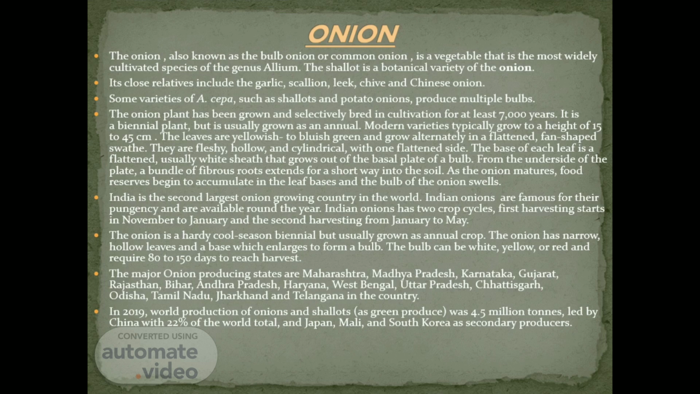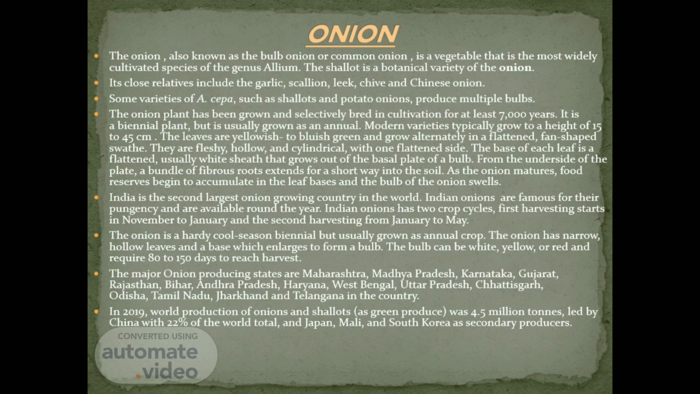The onion plant has been grown and selectively bred in cultivation for at least 7,000 years. It is a biennial plant, but is usually grown as an annual. Modern varieties typically grow to a height of 15 to 45 cm. The leaves are yellowish to bluish green and grow alternately in a flattened fan-shaped swath. They are fleshy, hollow and cylindrical with one flattened side.